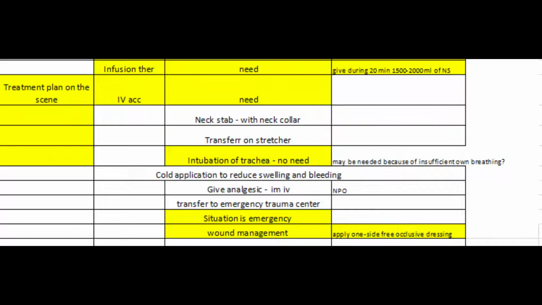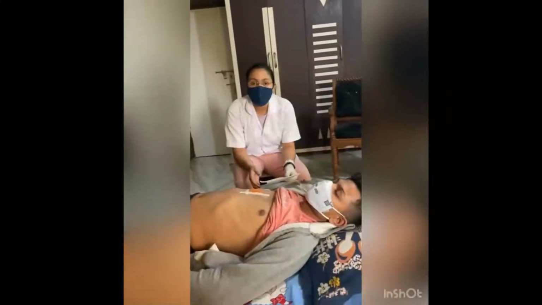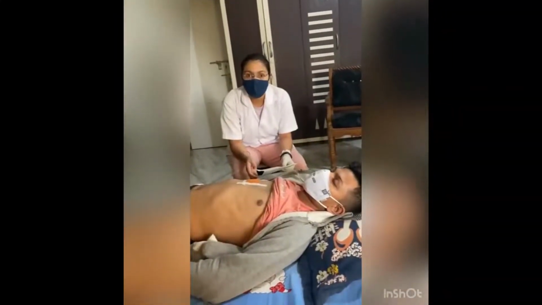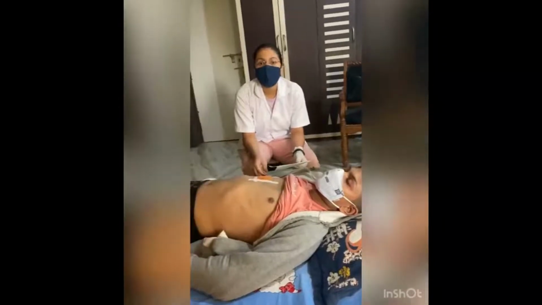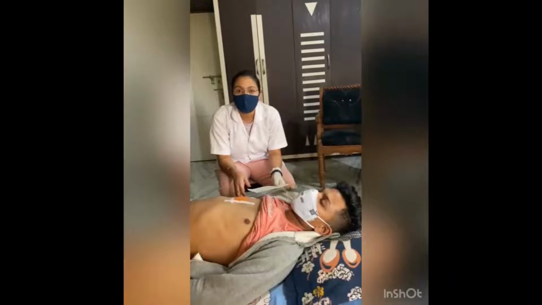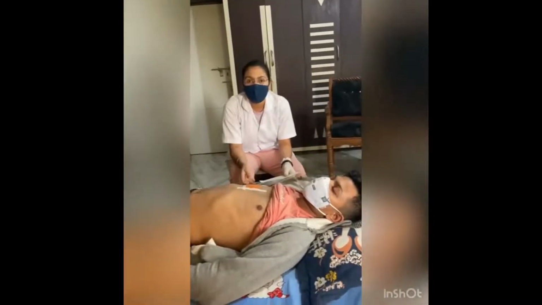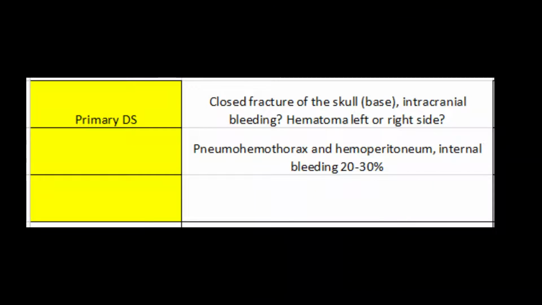The wound management also has been done as he is being applied with one side free occlusive dressing on his right chest. For the primary diagnosis, patient has closed fracture in the skull and pneumohemothorax and hemoperitoneum. Patient has a chance of intracranial bleeding, which may have resulted in a hematoma left or right side. And internal bleeding 20 to 30%.